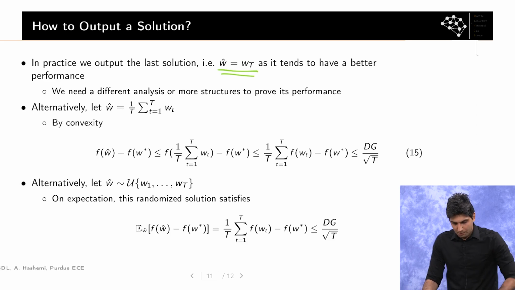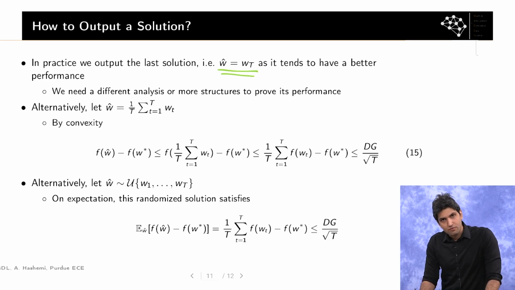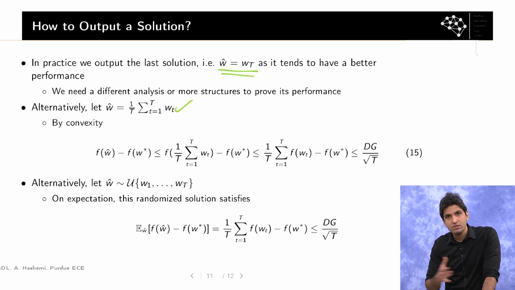All right, but there are two other solutions for which the analysis we presented actually leads to provable guarantees. The first one is, instead of outputting the last solution, you take the average of all the iterates you've encountered when running gradient descent. So this is basically the solution we're going to output. Now, why is this a good idea?